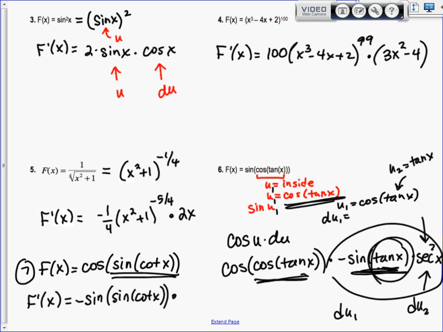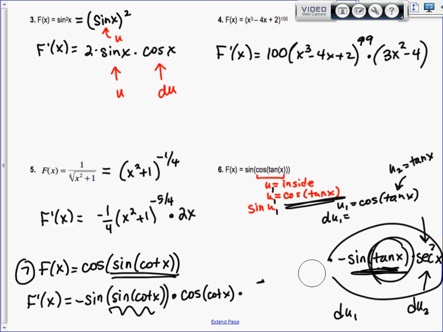But now we need the derivative of u. So what's the derivative of sine cotangent x? Cosine cotangent x times negative cosecant squared. That's the derivative of the cotangent. Woo! Oh, chain rule. It can be hard. There's some tough ones. All right.